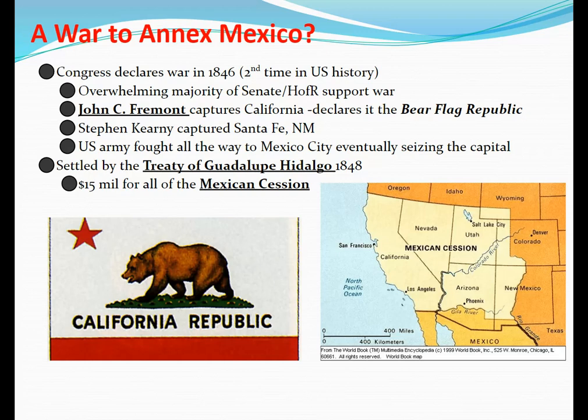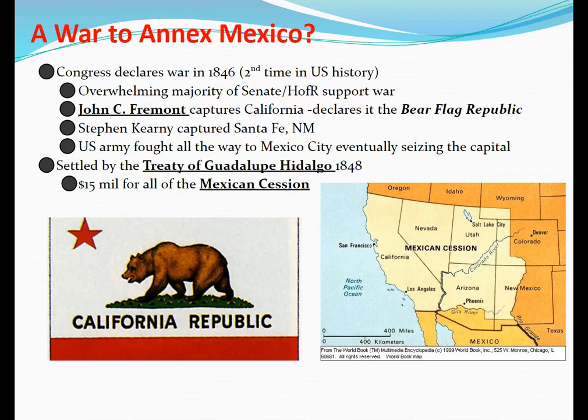So will there be a war to annex Mexico? Absolutely. In May of 1846, Congress will declare war for the second time in history. Again, an overwhelming majority of the Senate and an overwhelming majority of the House of Representatives, regardless of whether you represent a free or a slave state. We will see that there will be multiple fronts to this war.